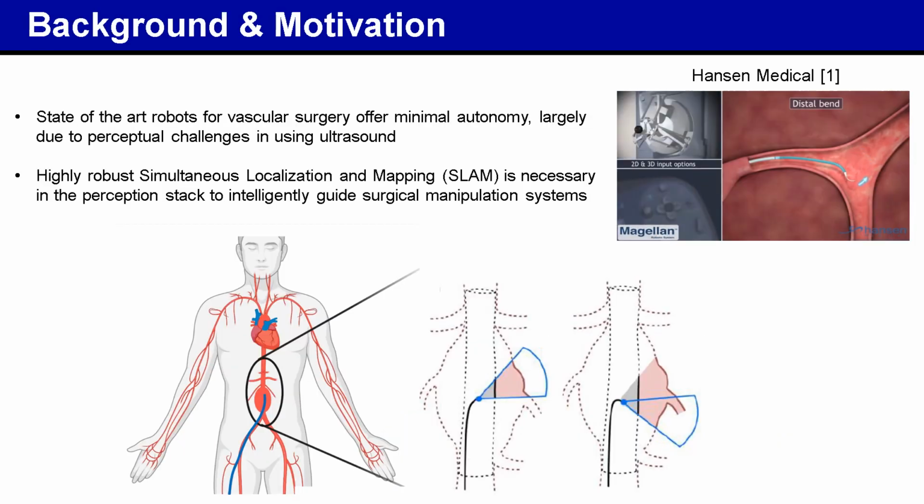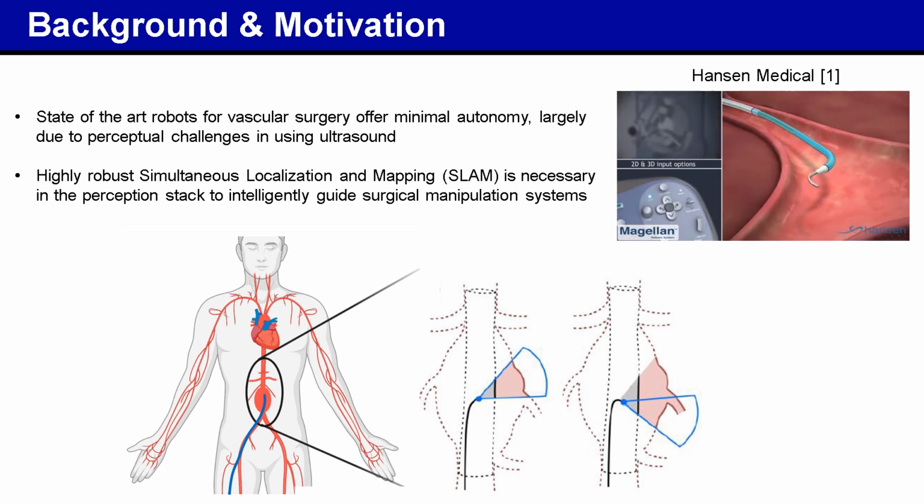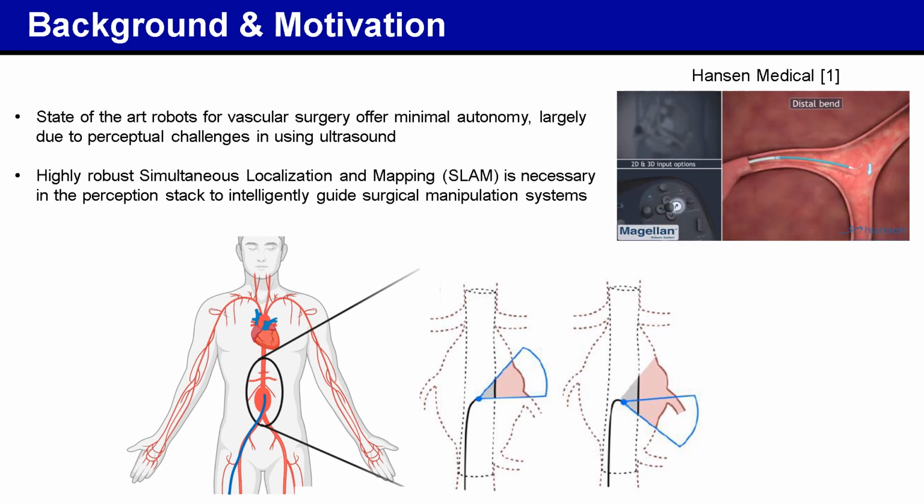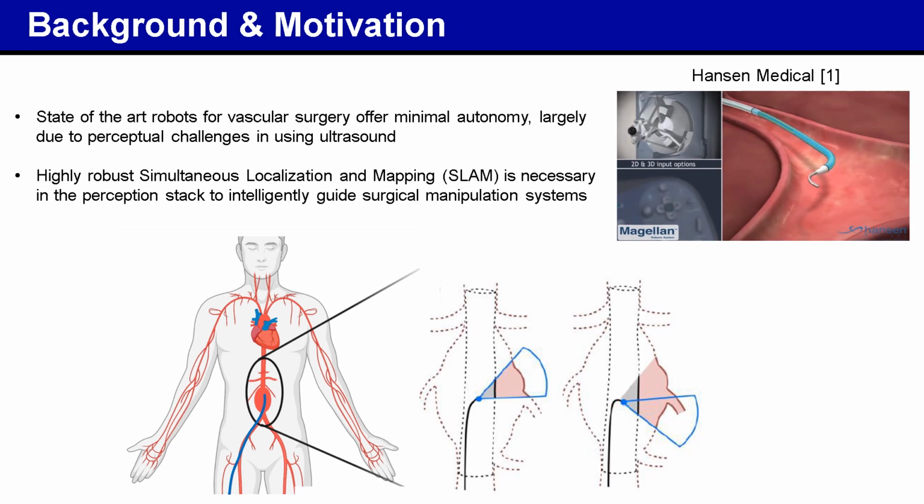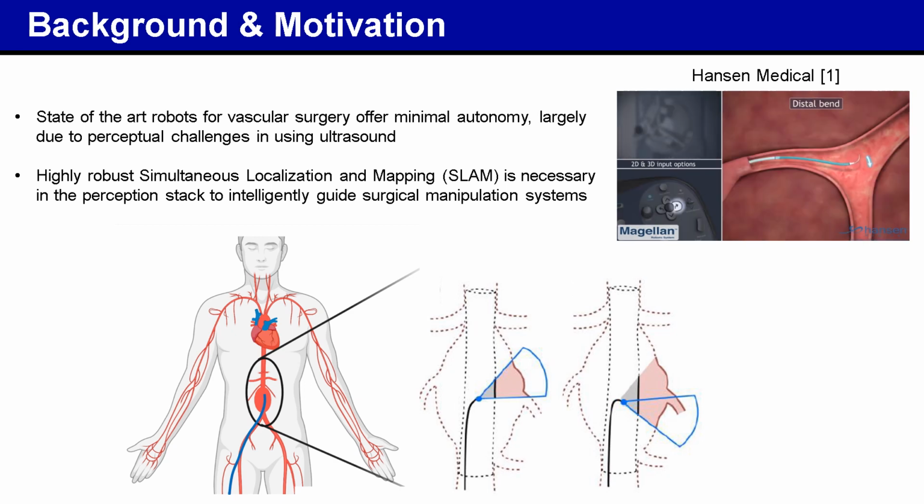State-of-the-art robots for vascular surgery offer minimal autonomy. Surgeons maintain direct control over wire-based surgical manipulators, and many surgeons are deterred by the associated learning curve. A major obstacle to higher autonomy surgical manipulators is developing highly robust simultaneous localization and mapping. Ultrasound is the primary imaging modality utilized, and we are interested in developing a SLAM algorithm capable of mapping an unknown vessel geometry in vivo.